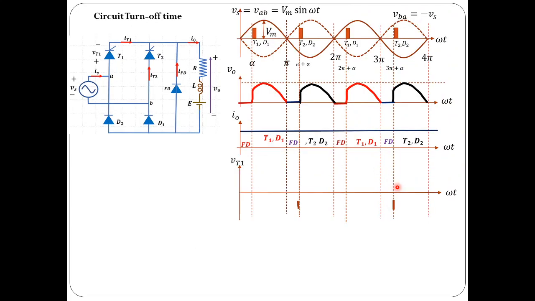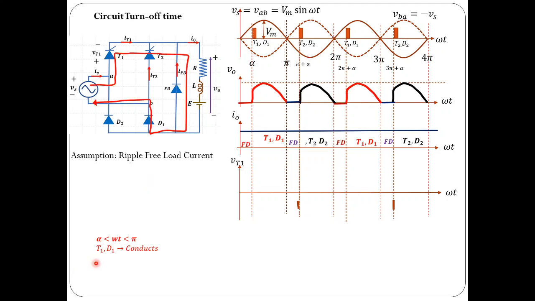So coming to circuit turn-off time, it is also very important. I have mentioned that circuit turn-off time should be more than the device turn-off time. So let us see what is circuit turn-off time. We know the operation of this particular semiconductor, and we have assumed that load current is ripple free. For this assumption, we know from alpha to pi, T1 and D1 are going to conduct.